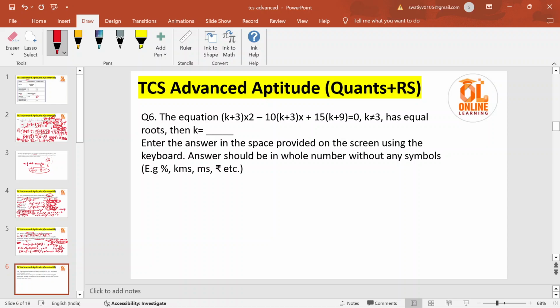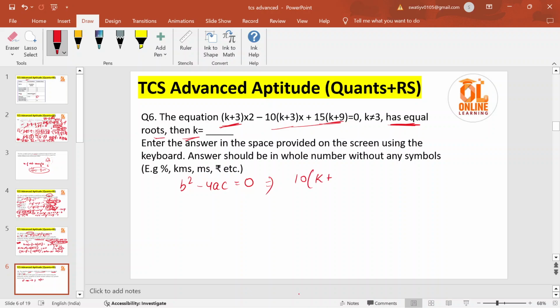So yes, now we have this question. The equation is given to you and they are asking you to get the value of x. It is given in the question that this equation has equal roots. So if an equation has equal roots, then I hope you know that the discriminant value will become equal to 0. So discriminant equals b square minus 4ac, that equals 0 because it is said that it has equal roots. So from here you can get b, a, and c also.